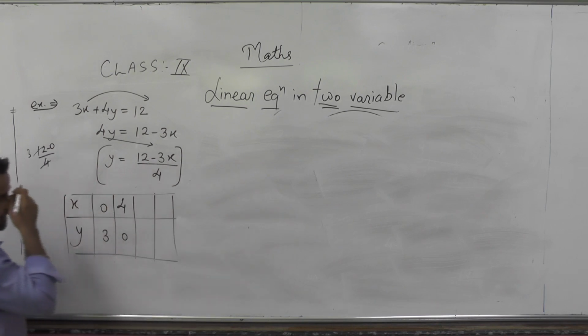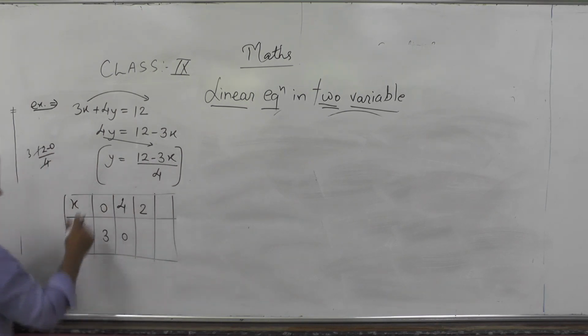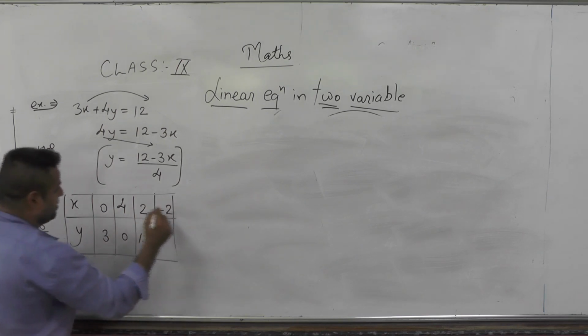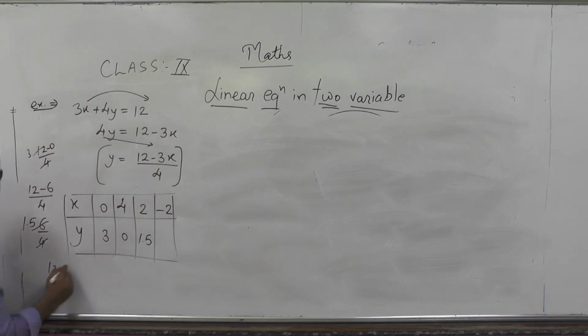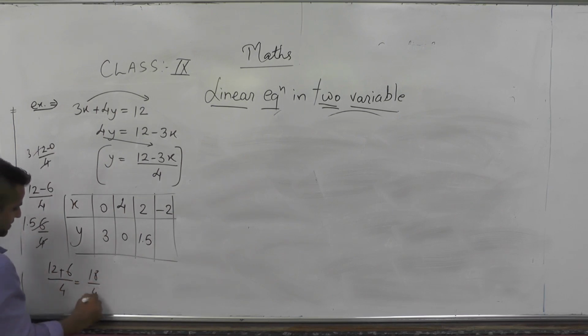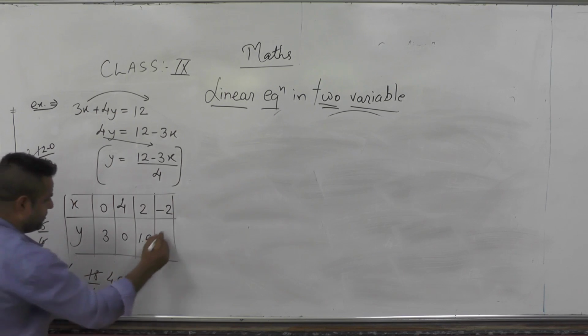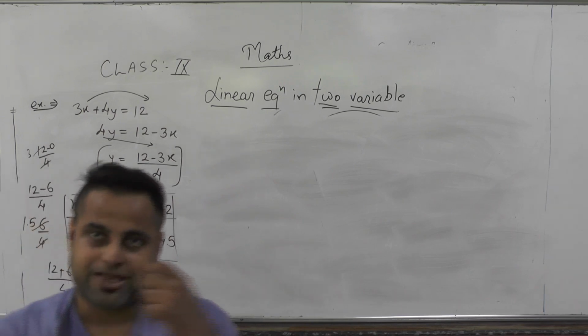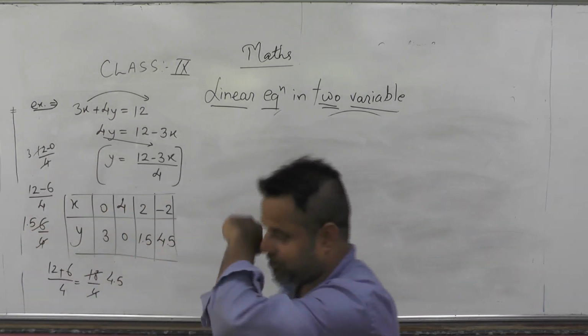Then I am taking x as 2. So 12 minus 3 2s, which is 6, gives 6. 12 minus 6 is 6, divided by 4. If you cancel it by 4, 4 ones are 4 and 4 5s are 20, so 1.5 will come. And I am taking a negative value also, so I am taking minus 2 in place of x. So 12 minus 3 times minus 2, that will be 18 by 4. Cancelling it, it will become 4.5. Now that's how we got 4 solutions for the equation, by keeping different values of x and solving it.